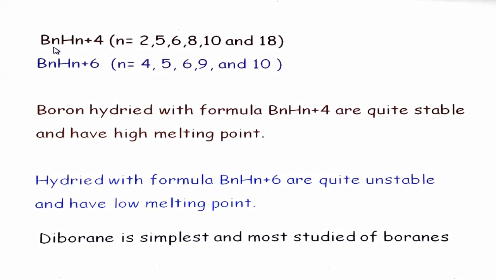But the boranes formed by the formula BnHn+4 are quite stable and their melting point is very high. And the boranes formed by the formula BnHn+6 are quite less stable and their melting point is also very low. And diborane is the simplest and most studied borane.